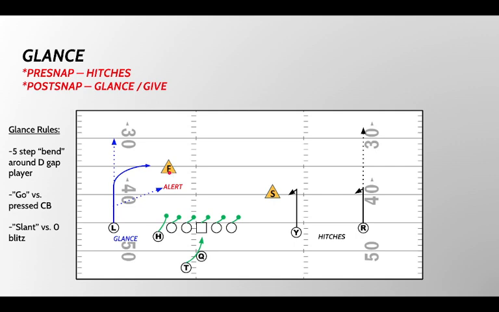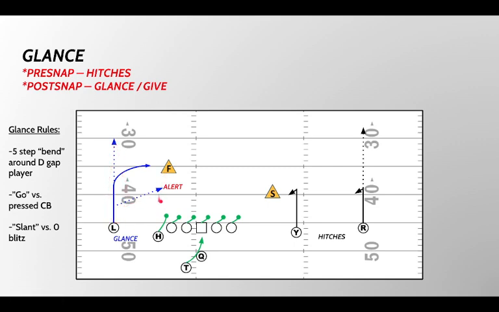If this free safety in this quarters or cover 3 look is down in the run as a D-gap player, then the quarterback's going to pull the football, and he's going to throw the glance behind him on that. Again, if this is a press look and this free safety comes down, we're going to convert that to a go.